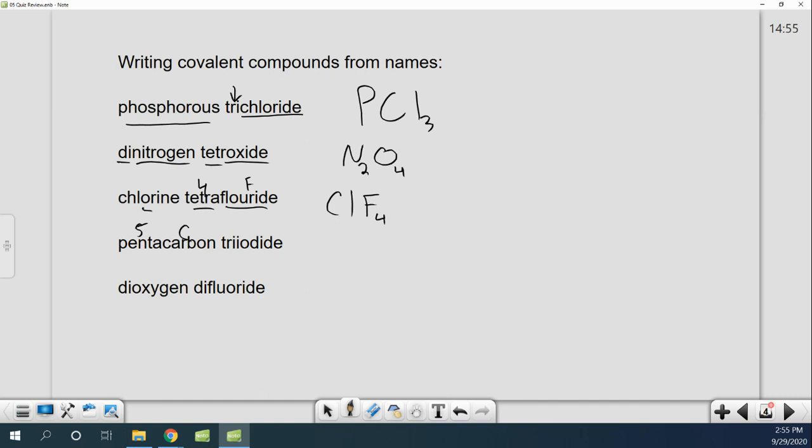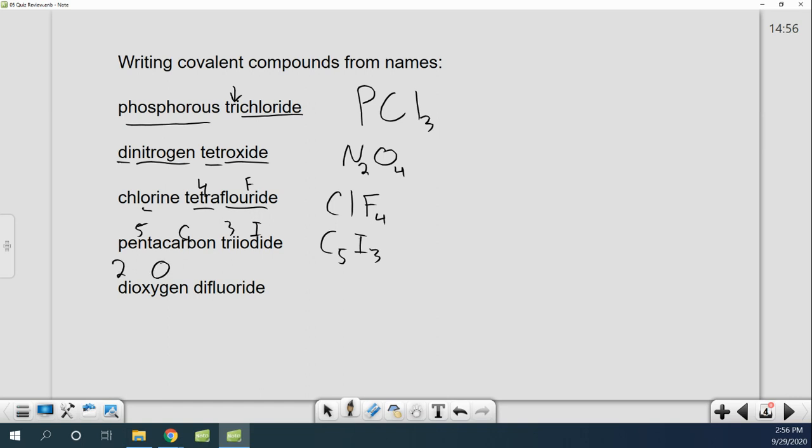5 carbons with 3 iodines. Carbon 5, iodine 3. C5I3. Pentacarbon triiodide. It doesn't matter how many times I say it, triiodide never stops sounding crazy. But it is the correct way to say it. It's not triiodide, unfortunately. That would feel better, I think.